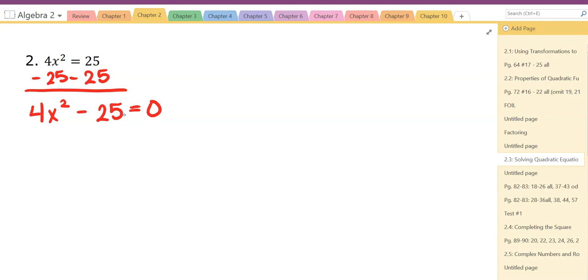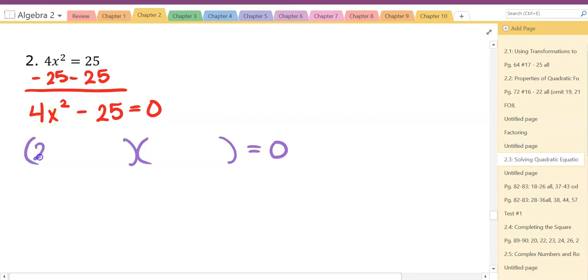So because they're both perfect squares, this is one of those special cases. So I'm going to drop parentheses here. What is the square root of 4? 2. So each set is going to get a 2 and an x. So we write 2x down. The square root of 25 would be 5. And what goes in the middle? Good. Positive and negative. So one of them gets a plus sign, one of them gets a minus sign.